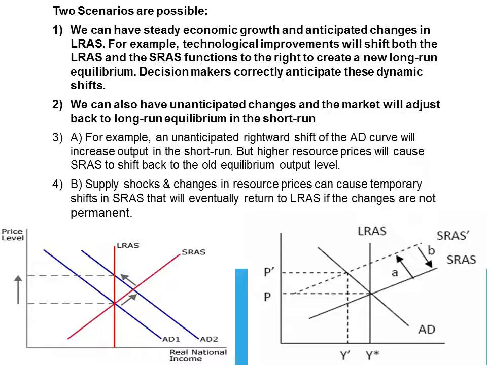And B, we can have supply shocks and changes in resource prices which can cause temporary shifts in short-run aggregate supply that will eventually return to long-run aggregate supply if the changes are not permanent in nature.